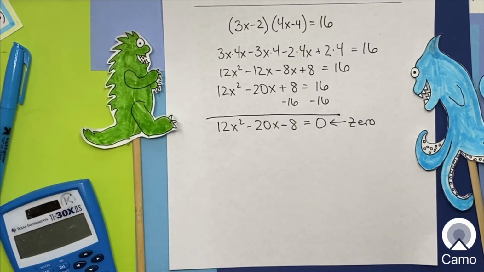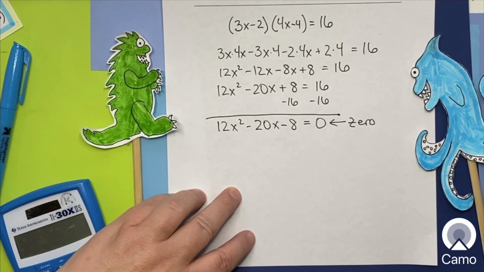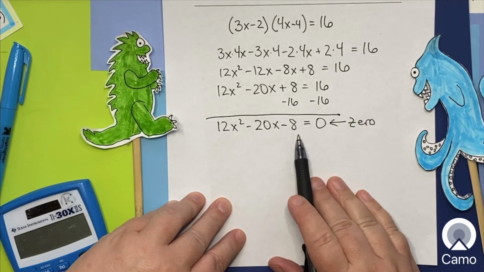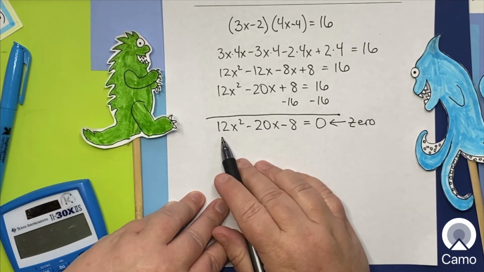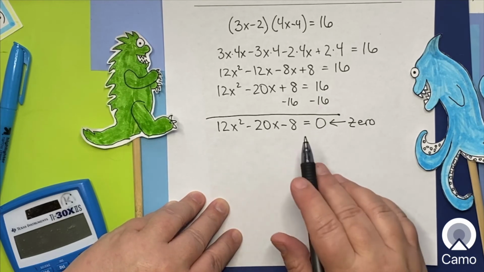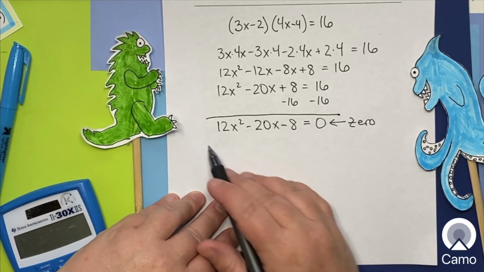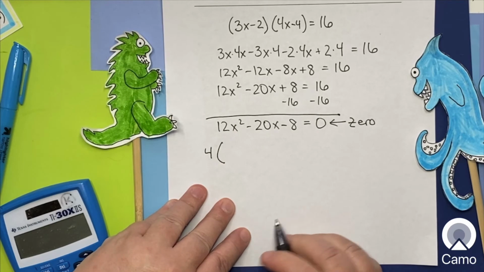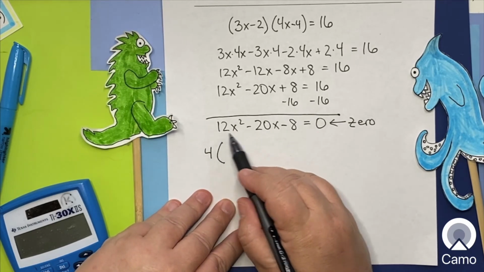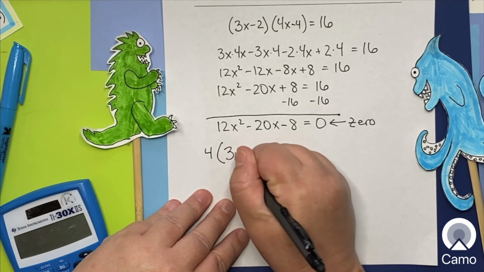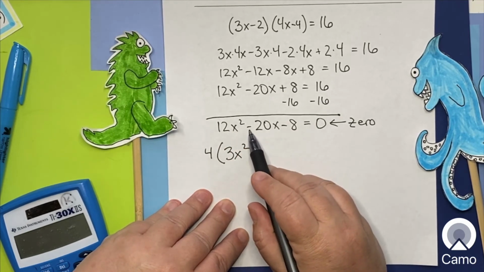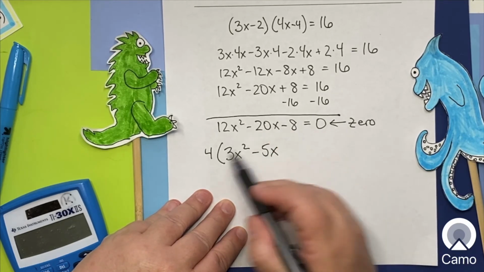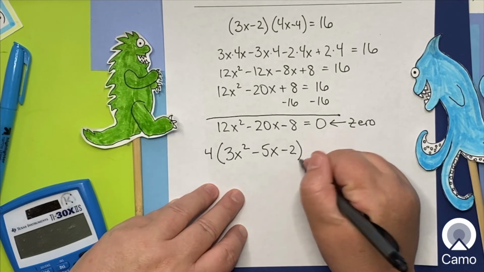Okay, so the next step is that I have to factor. And the first thing that I notice is that 12, 20, and 8 are all even numbers. And in fact, when I think about it, 4 goes into 12, 4 goes into 20, and 4 goes into 8. So believe it or not, I'm going to factor out a common factor. So I'm going to factor out a 4. So 12x squared, factor out the 4 is 3x squared. Minus 20x, factor out the 4 is minus 5x. And minus 8, factor out the 4 is negative 2.